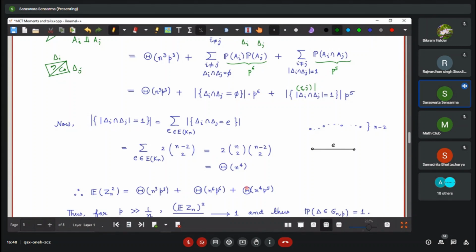Given two triangles, they will intersect at a unique edge. If you sum over the edges, you're adding all the terms where delta i and delta j intersect at this edge E. In other words, given an edge E, you want to choose two triangles like this. One here, another one say here. But there are n minus 2 choices. So how many pairs of triangles can you choose? N minus 2 choose 2. However, i and j are an ordered pair, so it's twice n minus 2 choose 2. That's why it is there. And how many edges are there? Exactly n choose 2. So you get this expression.